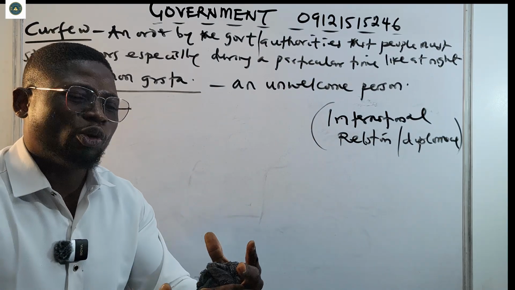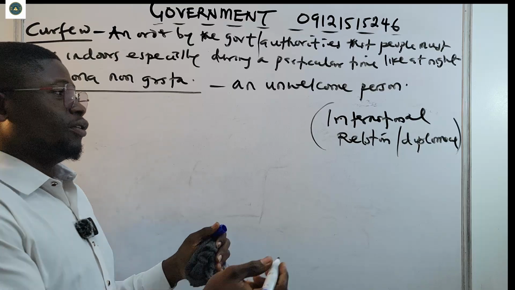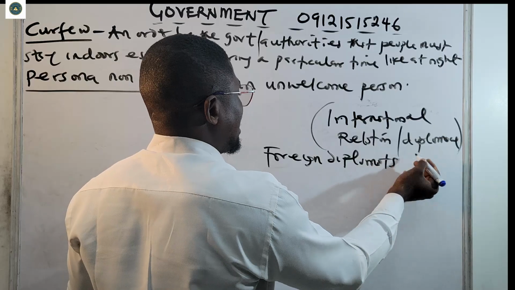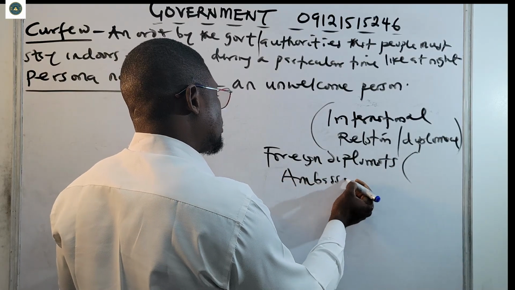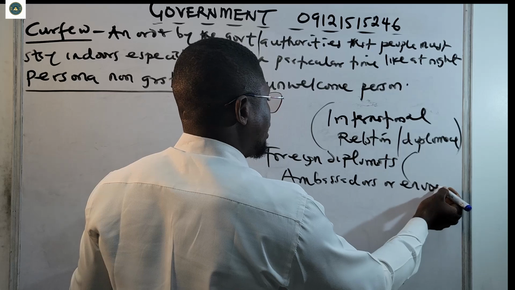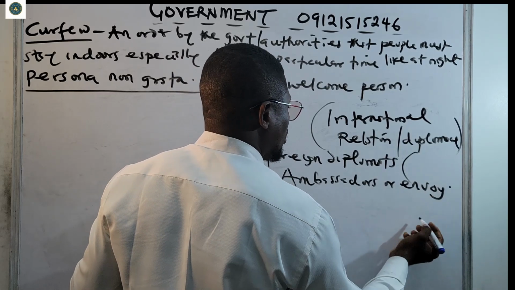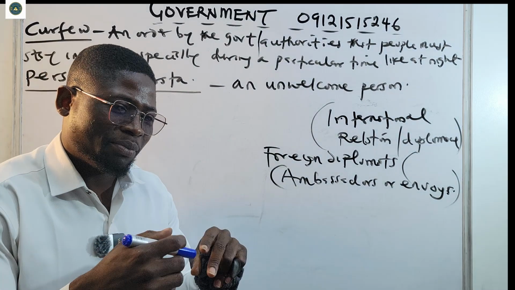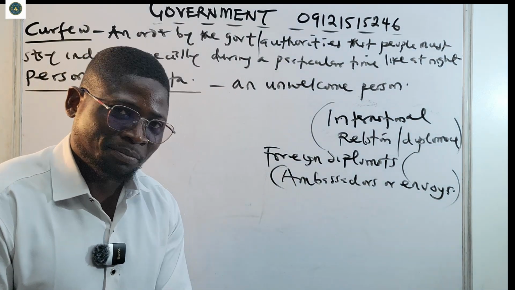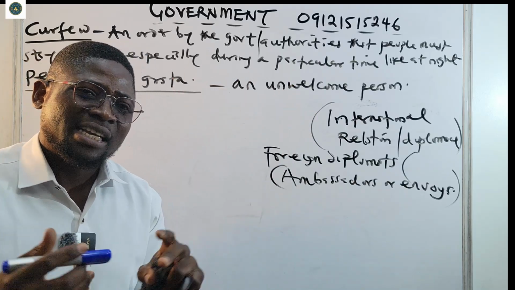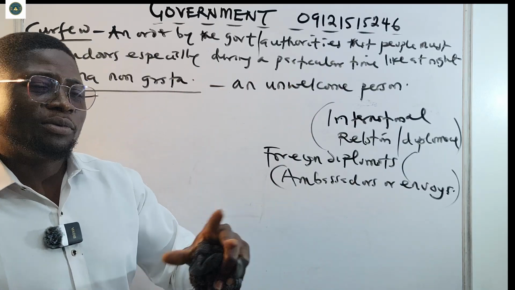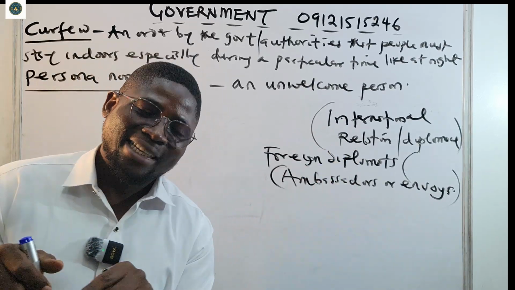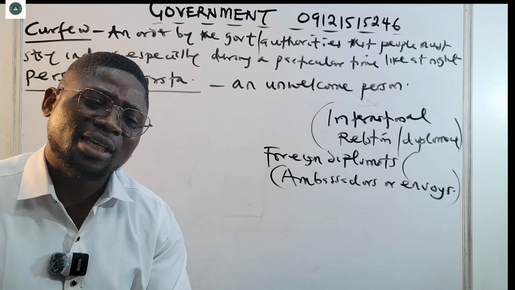It means that this person is not welcome here. It's usually used for foreign diplomats, like ambassadors or envoys. For example, an ambassador of the UK to Nigeria is a UK person, but is trying to strengthen diplomatic affairs between both countries, so he will be residing in Nigeria. An ambassador of the UK to Nigeria stays in Nigeria, and an ambassador of Nigeria to the UK stays in the UK.